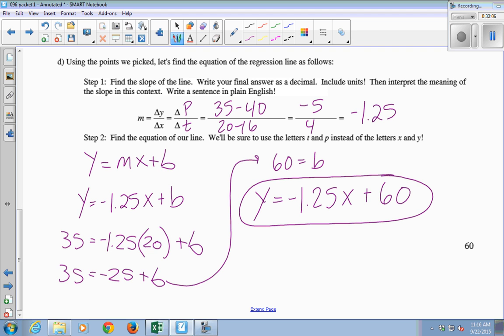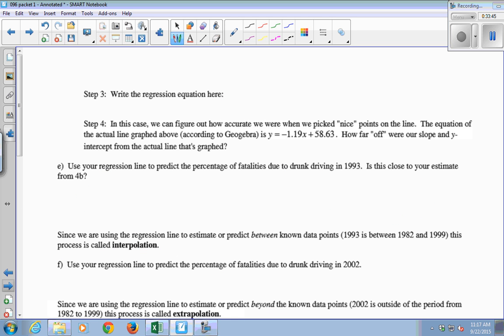Oh, and I told you to use t and p and not x and y, right? So x is actually time in this case, use t, and y is percentage of fatalities. So I'm totally fine with it if you do everything in terms of x and y and then change it to the variable names at the end if you want. That helps you keep things straight. All right, so p is -1.25t plus 60. I'm going to rewrite it here.